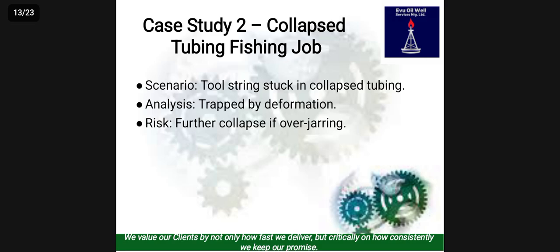Case study number 2, collapsed tubing fishing. The scenario is this: tool stuck in collapsed tubing. Analysis: fish trapped by deformation. Then the risk: more jarring, it collapsed the tubing further. What we should learn here is to know when to use force and when to use brains. Sometimes finesse beats horsepower.